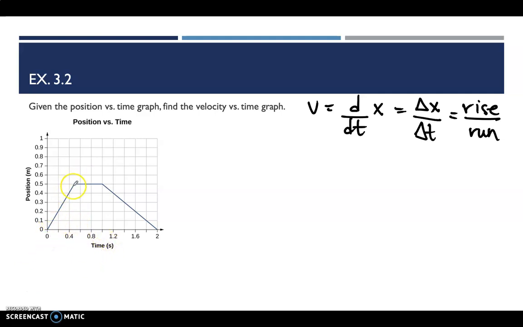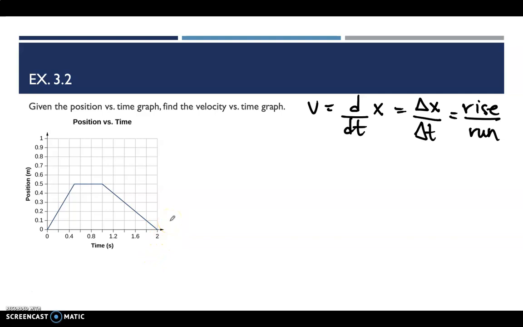There is an increase in position, right? It goes from 0 to 0.5 meters. And then as time goes on, there is no movement, so the position stays the same to 1 second. And then from 1 second to 2 seconds, the position changes again, but now from 0.5 meters to 0 meters.